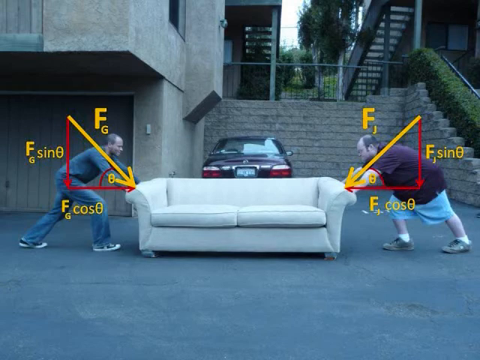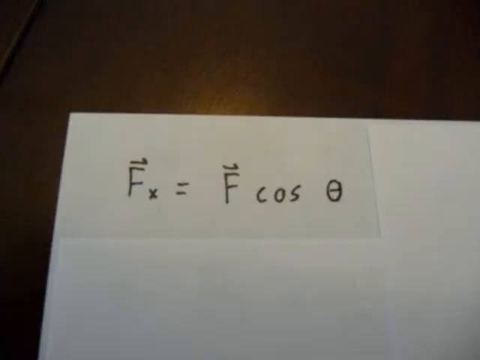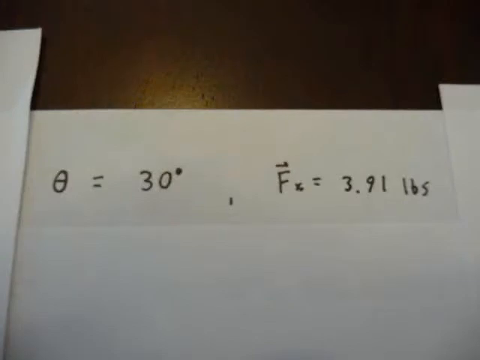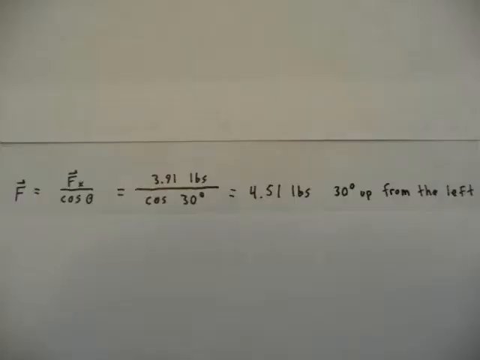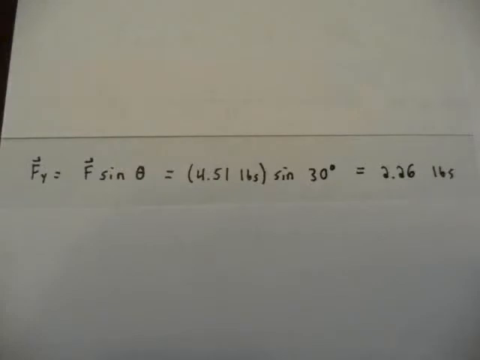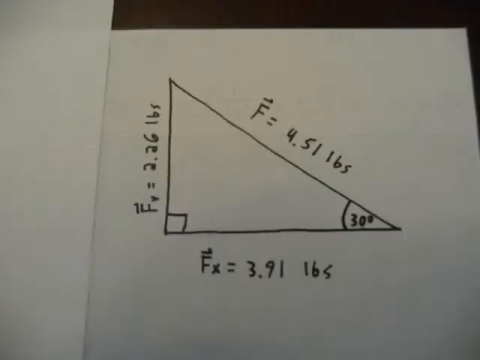This diagram demonstrates how a force can be broken up into its x and y components. The horizontal force is equal to the total force multiplied by the cosine of the angle of the force. We measured our angle of force to be 30 degrees, and our horizontal force is 3.91 pounds. By rewriting the equation and using our advanced knowledge of trigonometry, we find the applied force to be 4.51 pounds, 30 degrees up from the left. Using the applied force, we can now solve for the vertical force.